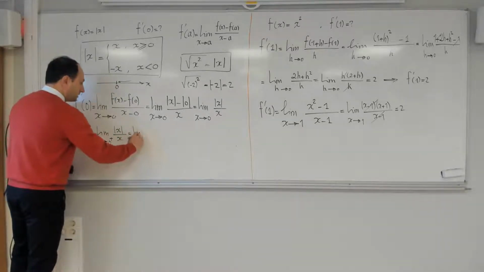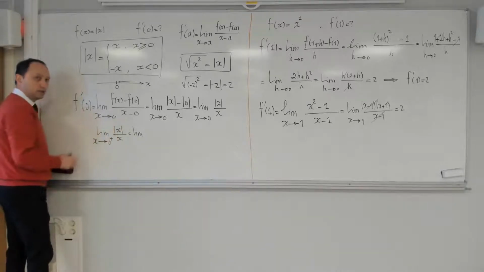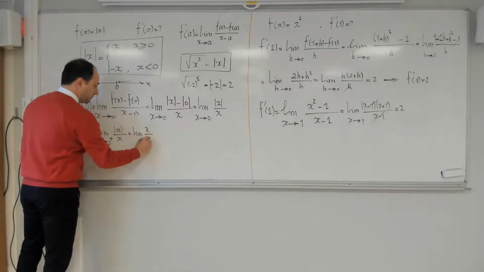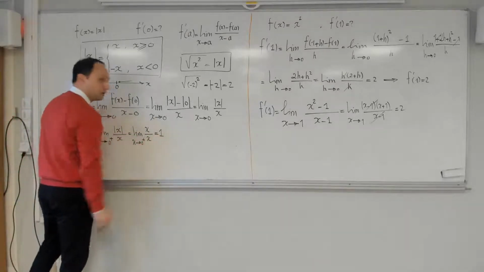This becomes the limit. When I am guaranteed that x is negligible but positive, I can take this absolute value sign away because x is positive, so I don't need it at all. X goes to 0 from the right-hand side. And what is this limit? This is exactly equal to 1.